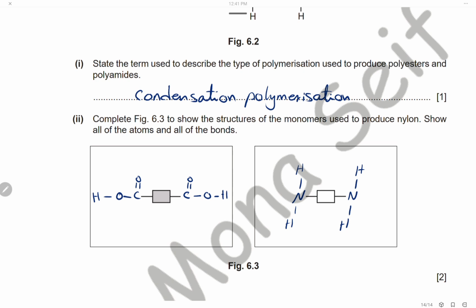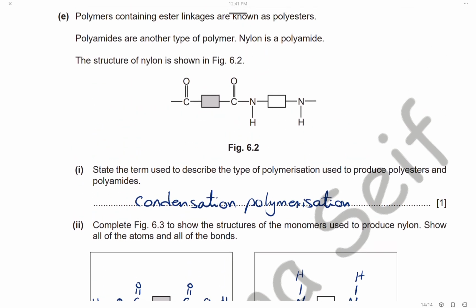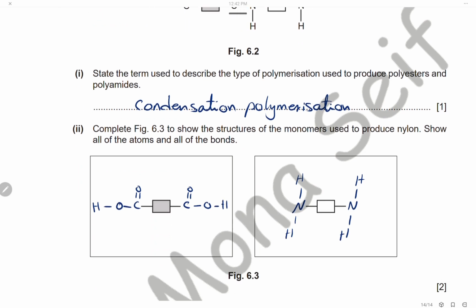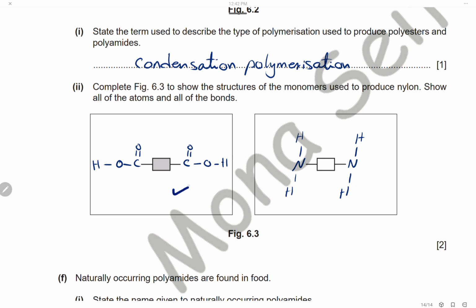Complete the figure to show the structure of the monomers that are used to produce nylon. Show all atoms and all the bonds. Here we have 2 monomers. The first one contains 2 carboxylic groups, one on each side, and the second monomer is this one, which contains 1 amino group on each side. We will draw the dark block with 2 carboxylic groups, 1 from each side, and the white block with 2 amino groups, 1 from each side. So here is the first monomer, and here is the second monomer, which are condensed by removing 1 molecule of water to form nylon.